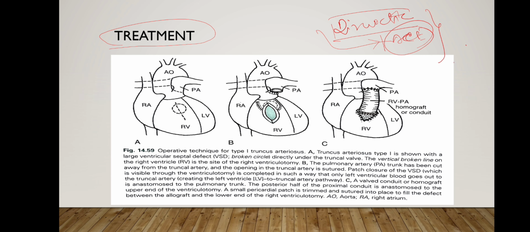After the medical treatment, surgery is always needed, and surgery is an emergency situation. In type 1 persistent truncus arteriosus, there is the Rastelli operation, where we cut the right ventricle, and we also cut the common truncus arteriosus, and we make a conduit from the right ventricle and attach it to the main pulmonary artery, and the common truncus arteriosus is attached to the left ventricle. So this is the type 1 treatment.